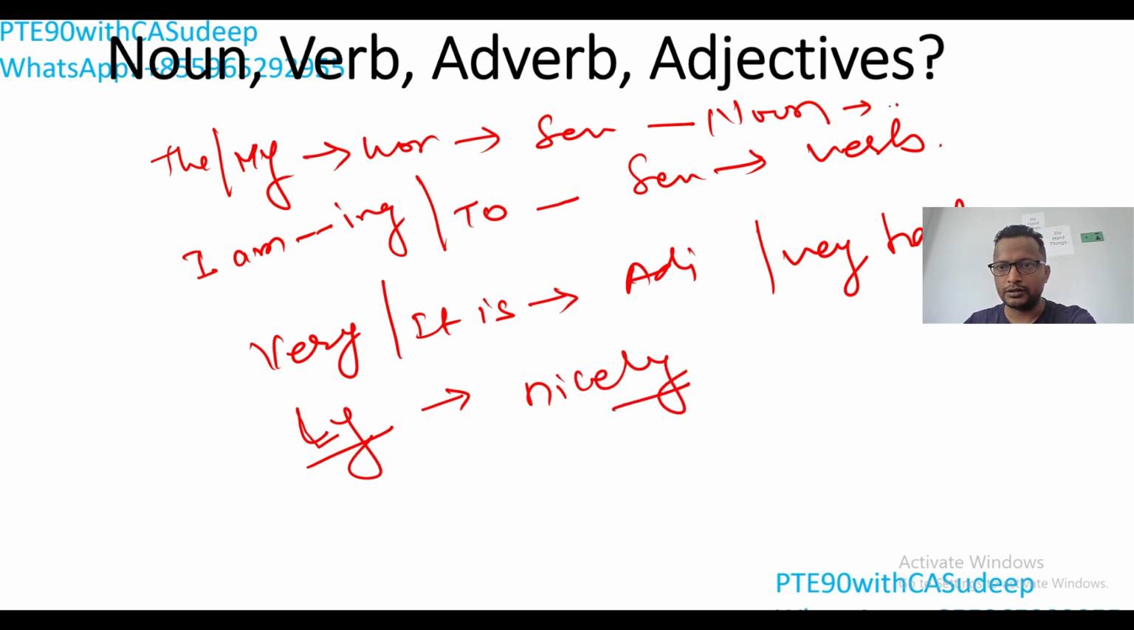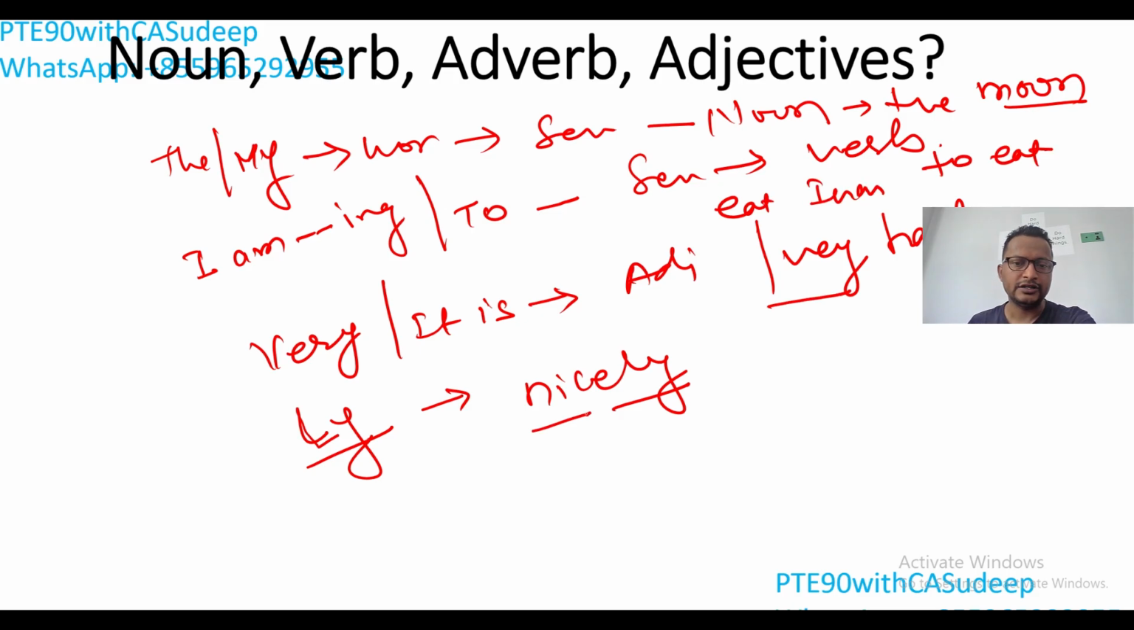So "the moon" is a noun, right? And "I am", for example, eat: "I am eating", or "to eat". And then "very handsome" and "nicely", right? So these are the basic ways that you need to learn to identify noun, verb, adverb, and adjective.